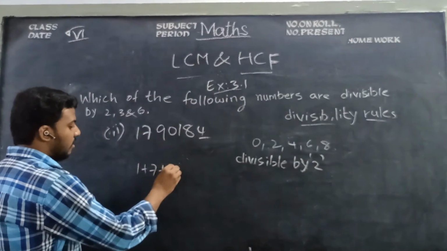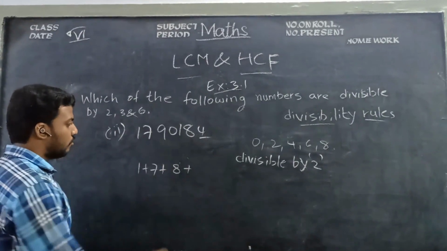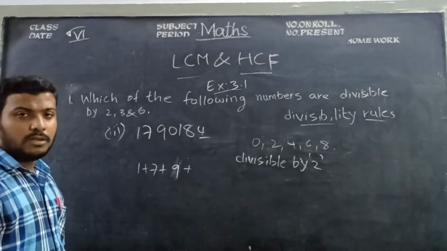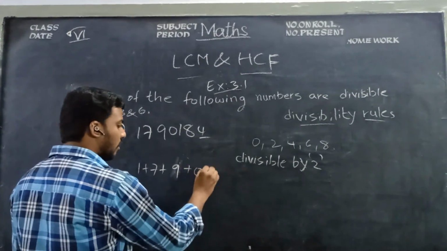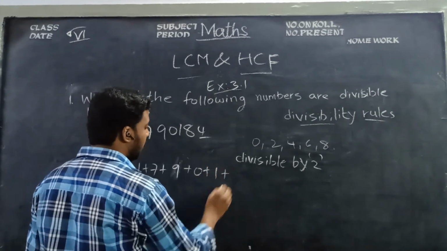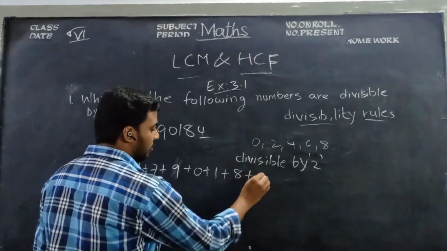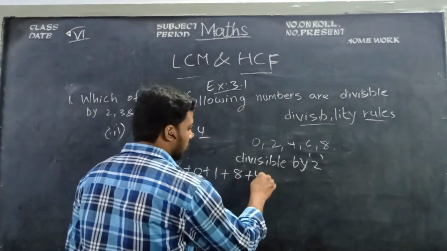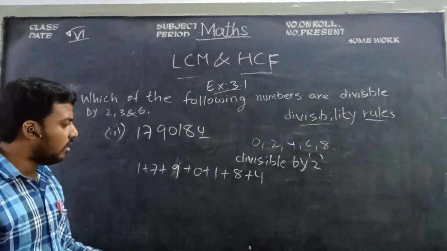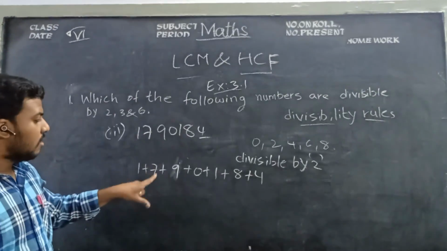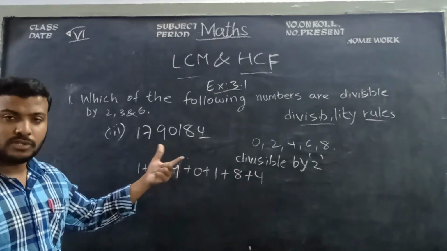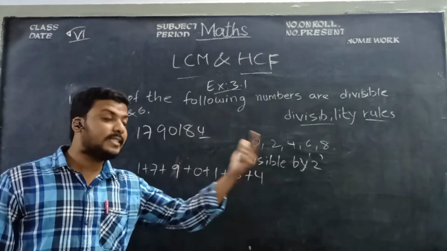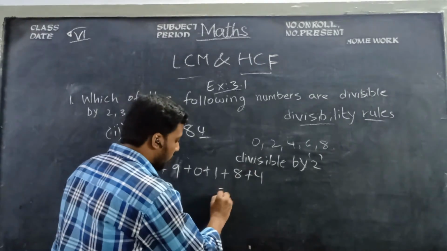1 plus 7 is 8. 8 plus 9, how much, children? 17. 17 plus 0, 17 plus 1 is 18. 18 plus 8, children, is 26. 26 plus 4 is 30. So the sum of the digits is 30.